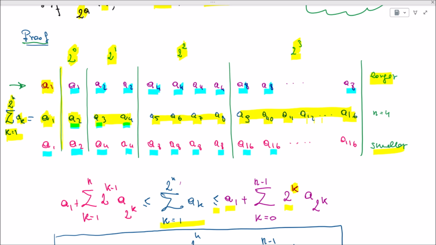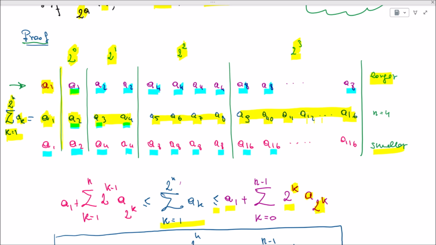Now we also need to express what is the element contained in each of these groups. And we see that when k is equal to 0, we are having a1. So we can express this as a with index 2 to the k. In fact, when k is equal to 0, we have a with index 2 to the 0, which is a1. When k is equal to 1, we have a with index 2 to the 1, which is a2. So this is correct. So the right inequality is correct.